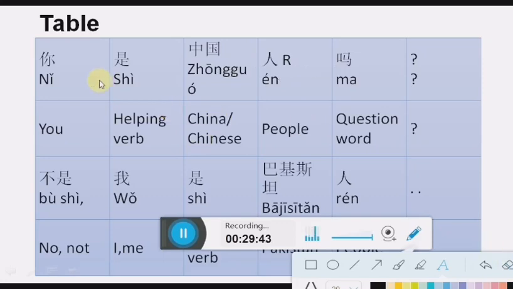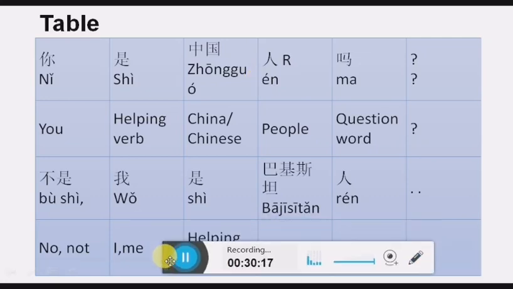If you talk about word-to-word meaning, 你 is you, 是 is a helping word, 中国 means China, 人 means people. 吗 is used for questions. 你是中国人吗？你是中国人吗？Are you Chinese?